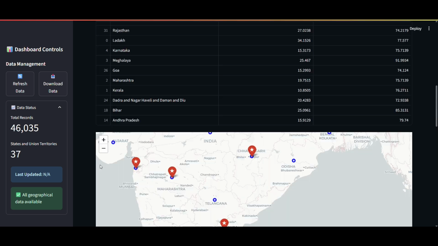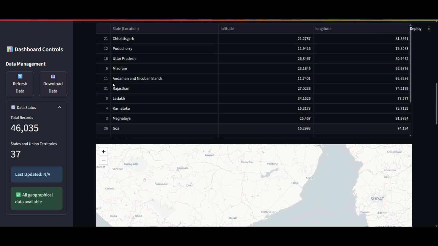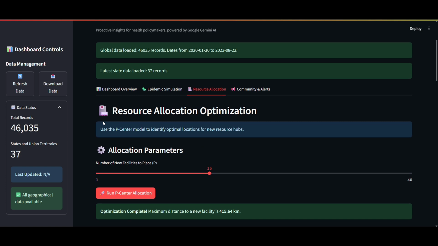Moving on to the next page, that is the community and alert system.